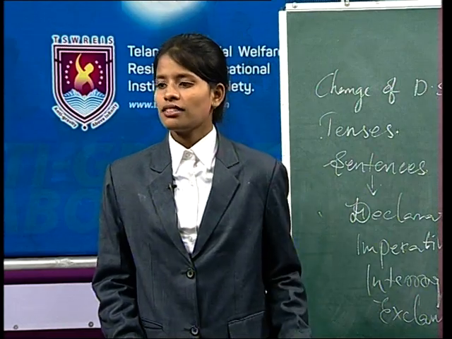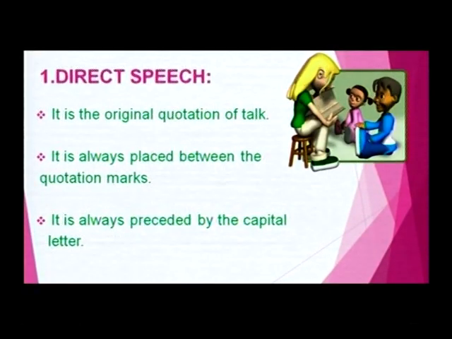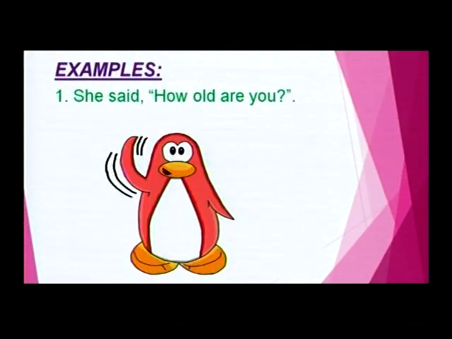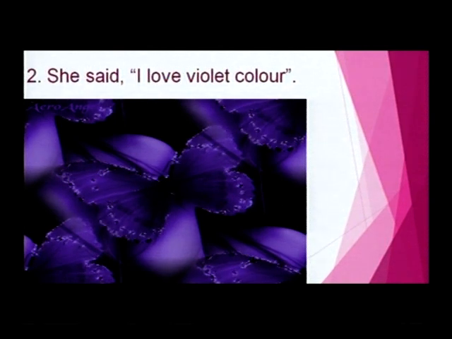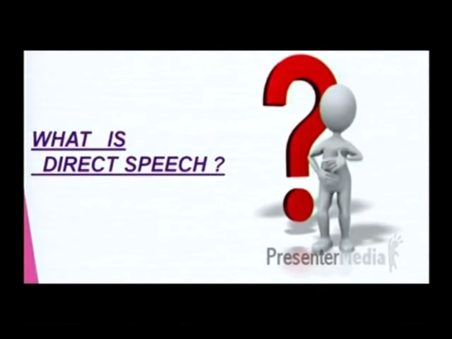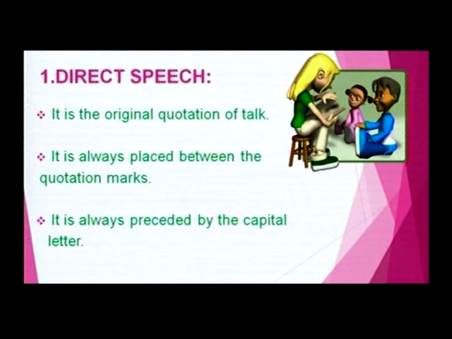Okay, see, the characteristics of direct speech: it's an original quotation of talk. It is always placed between the quotation marks and it is always preceded with a capital letter. I already told you before with examples too. She said, "How old are you?" And she said, "I love violet color." These are the examples for that. Clear, my dear Sparrow? Okay, thank you.